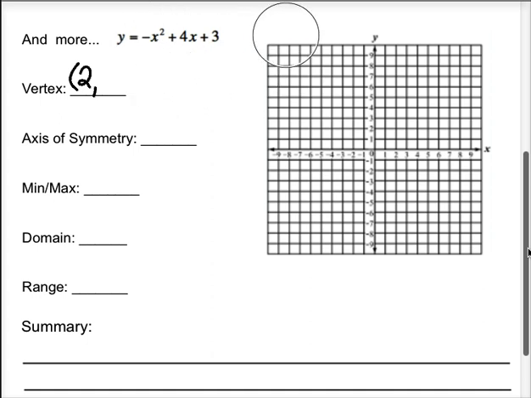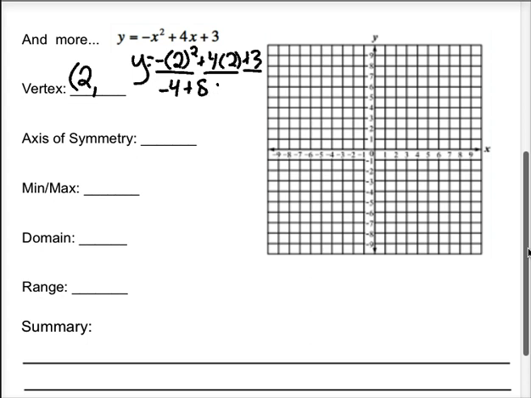And let's find the y value now. So again, for the y value, I plug that 2 in. So here, remember order of operations. 2 squared is 4. And then you apply the negative to that. -4, plus 2 times 4 is 8. Then plus 3. -4 plus 8 is 4. Plus 3 gives me 7. So my vertex is (2, 7).